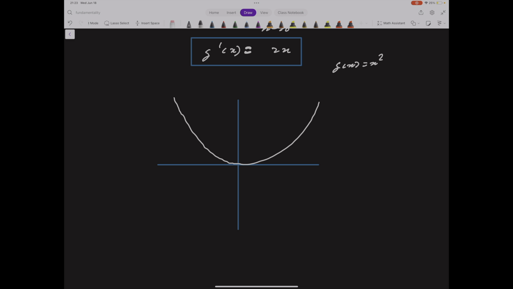So, for example, what's the gradient at x equals 2? Well, 2x, the gradient's 4. What's the gradient at x equals 8? 16, yeah?